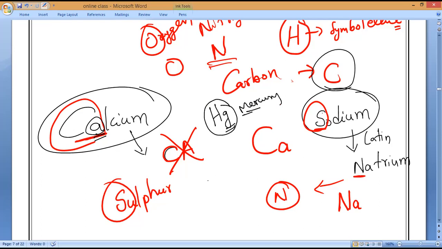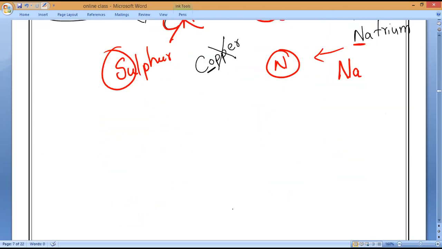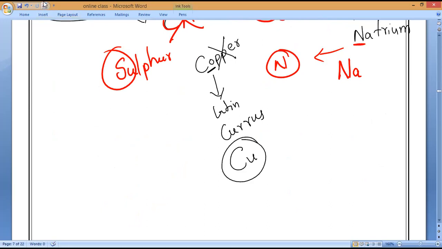If we take copper, what is the copper symbol? Copper. So we should represent it with Co, but it is not, because Co is already used for some other symbol. That is why we are going for the Latin name. So what is the Latin name of copper? Cuprum. Understanding? So the symbol is Cu. Is it okay, everybody?